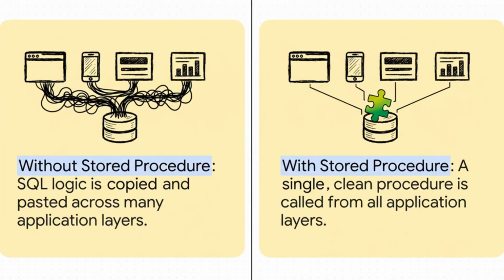And this slide just nails the second benefit: reusability. I mean, look at the left side. That's the messy way, right? The same logic for creating an order is scattered all over the place, in your web app, your mobile app, everywhere. But on the right, all of that mess is replaced by one clean call to a single procedure. So what does that mean? It means if you ever need to change that logic, you only have to do it in one place. That is a massive win for maintenance.